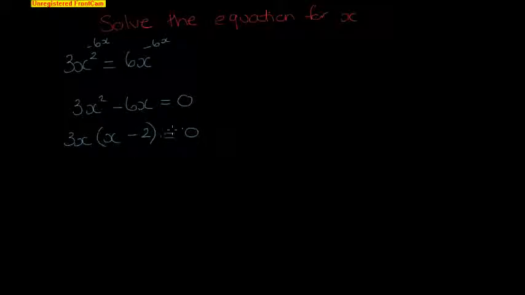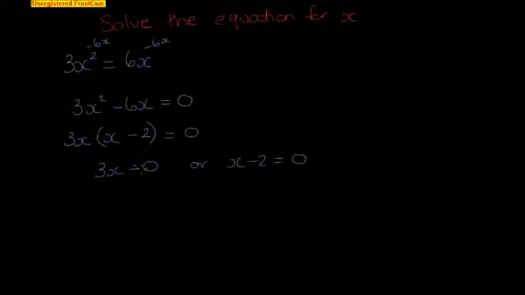Now I can apply the null factor law, which means that either this term has to equal 0, or this term has to equal 0, for this equation to be true. Because if we times anything by 0, it equals 0. So that's saying that 3x must equal 0, or x minus 2 has to equal 0.